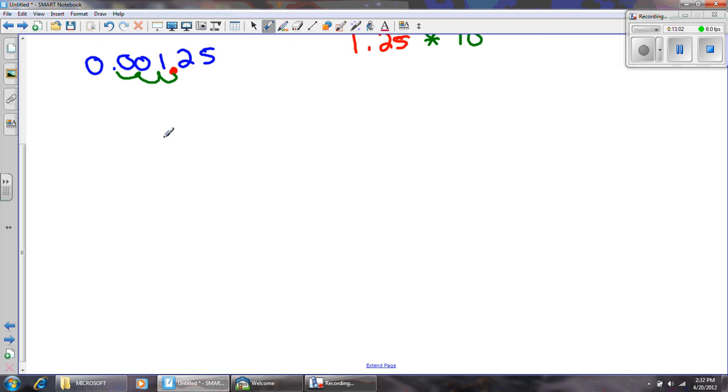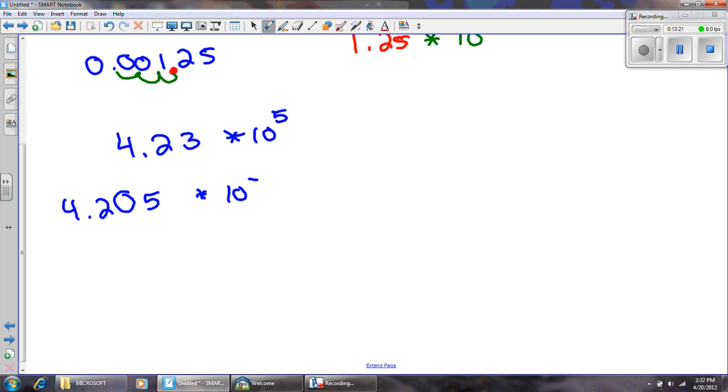All right, let's look at this one here. Let's go with 4.423 times 10 to the 5th power and 4.205 times 10 to the negative third. Okay, so I'm going to take this 423, the decimal point was here, and I'm going to multiply it by 10 to the 5th. Well, 1, 2, 3, 4, 5, and I fill in my zeros. My new number is 423,000.